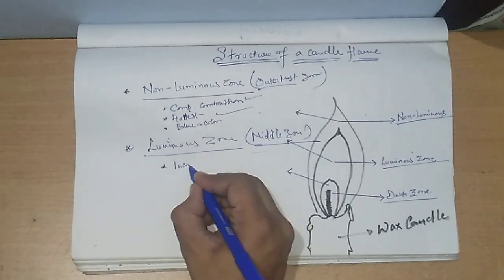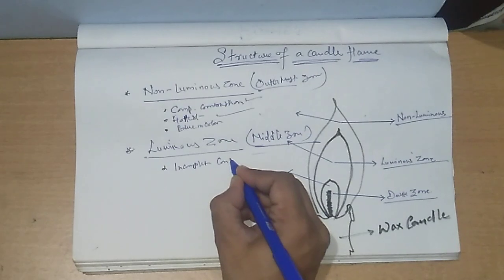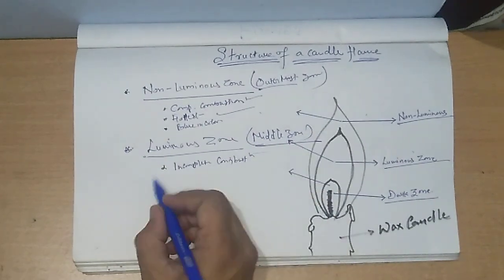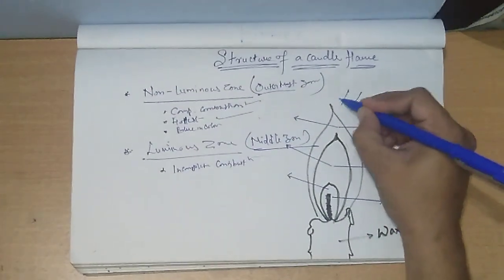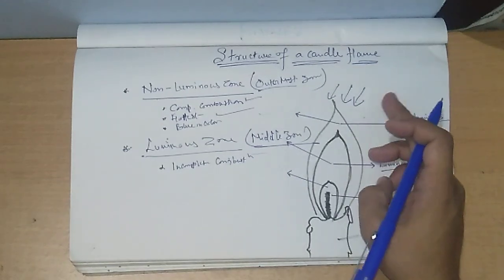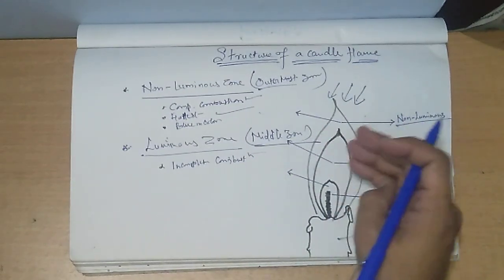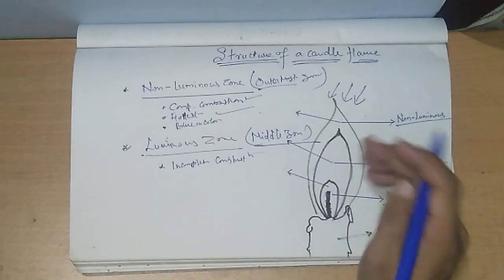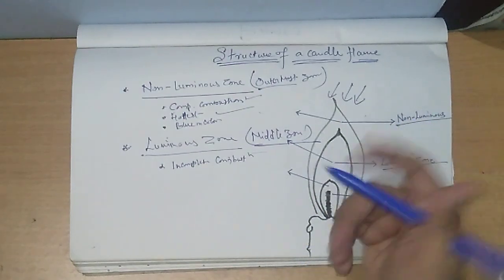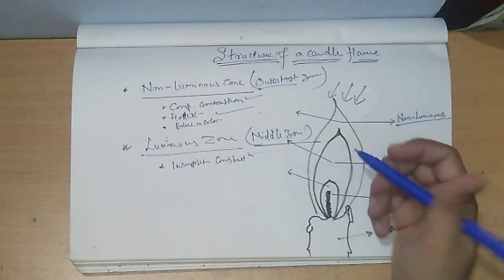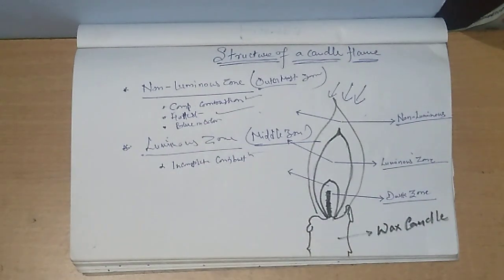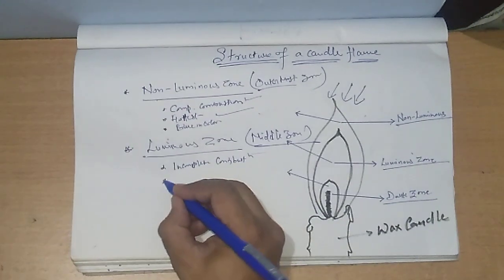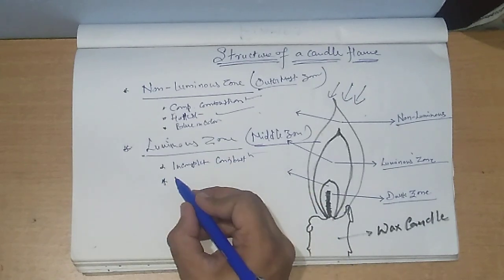First of all, incomplete combustion. Middle zone. Why does it undergo incomplete combustion? Because the air which comes directly in contact with the outermost zone is not able to move inside; only some of it is able to move inside. So because of the insufficient supply of air, this part of the flame, the middle zone, undergoes incomplete combustion. Clear? And because of this, it is moderately hot.